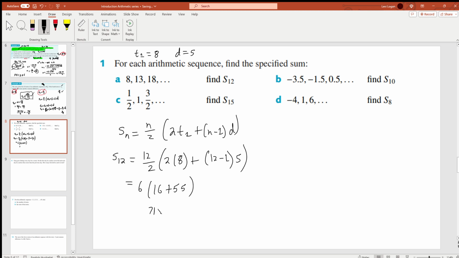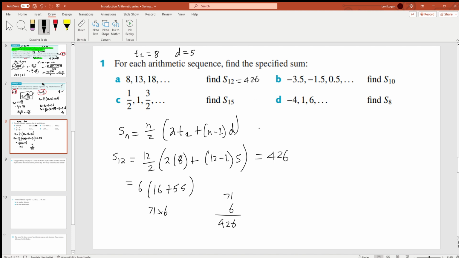Yep, so 71 times 6, and then 7 times 6, I believe, is 42. So the sum of the first 12 terms is 426. I'll write that there. And that's how you work out that first one. And you do the same with each of them.